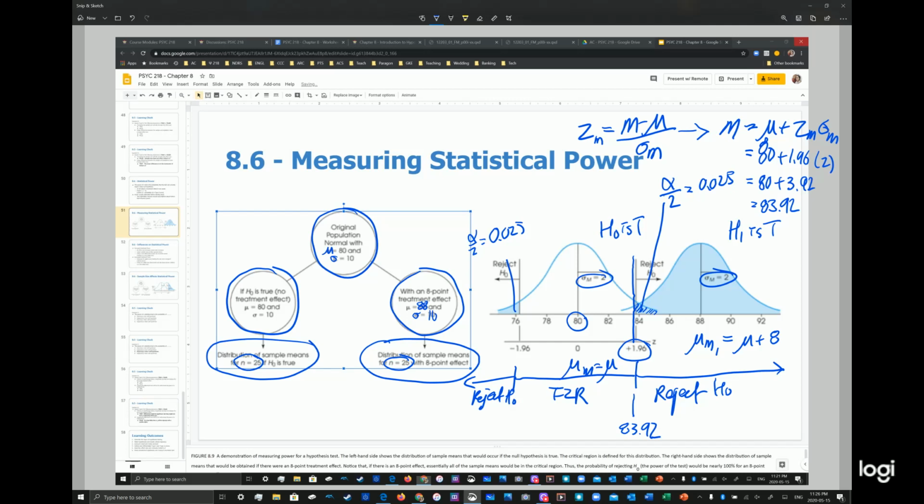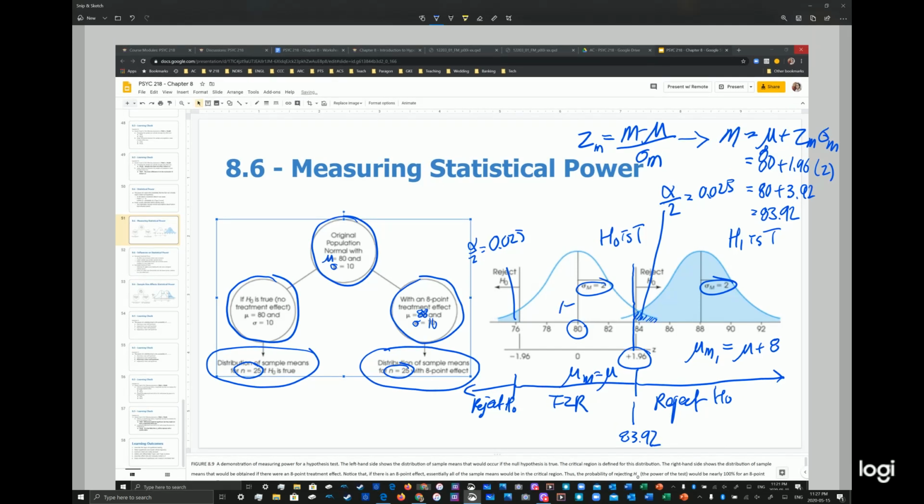So to calculate power then, this is the point where if a value is more extreme than 83.92, that is the sample mean, that corresponds to a 1.96 z-score in a positive direction in the null distribution, then our decision would be to reject the null. And in the alternative distribution, assuming that it's true, what is the probability in the alternative distribution? Here is the null distribution with its own probabilities using alpha, and in the alternative distribution we use beta.